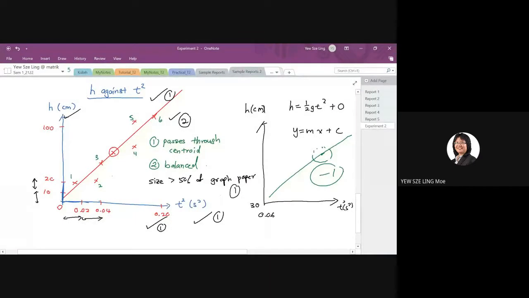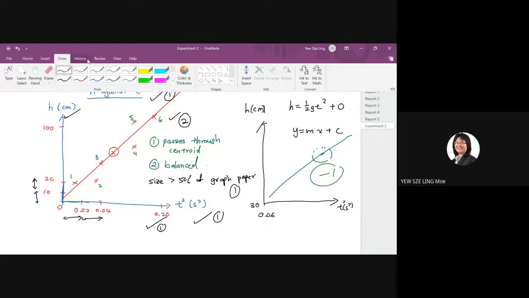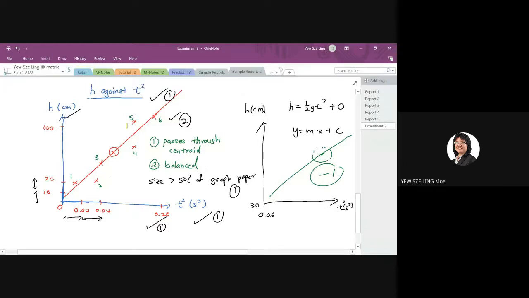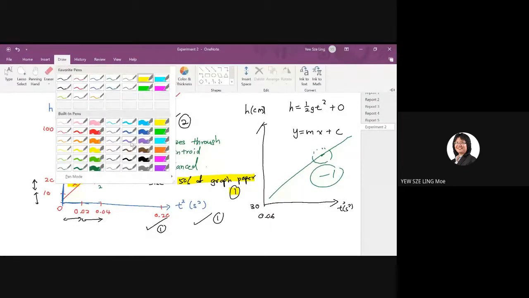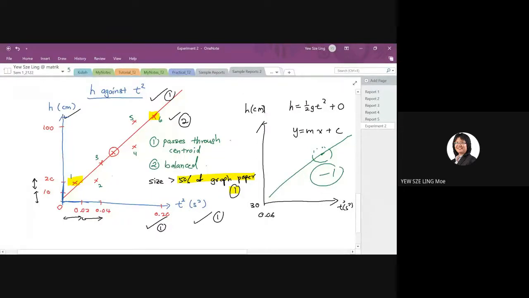So what does it mean by 50% of the graph paper? We are going to look at the distance between the first plot and the last plot. So this is how we determine the size of the graph. If all of the plots are accumulated at the final part, then you need to enlarge the graph. We are not looking at the straight line, we are looking at the distance between the first plot and the last plot. If that distance is greater than 50% of the graph paper, then you get this 1 mark. Okay, so next, before we calculate the gradient, we need a triangle.